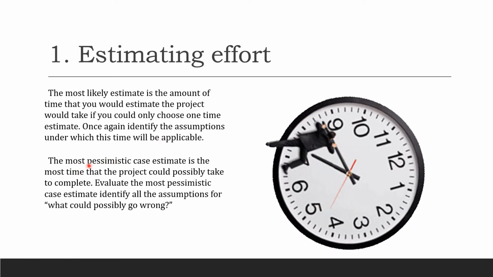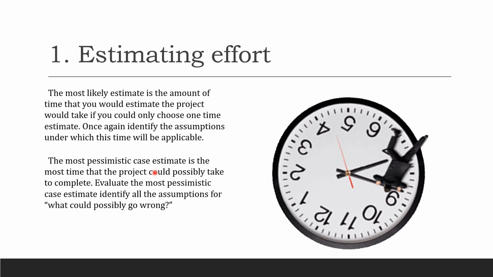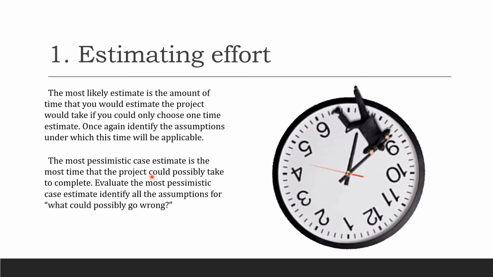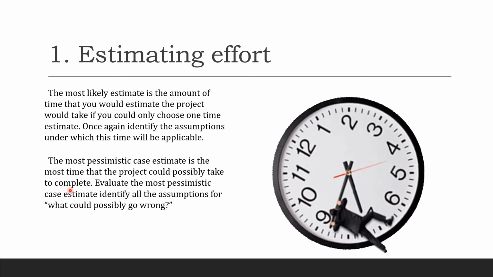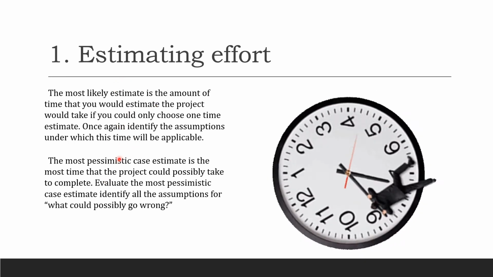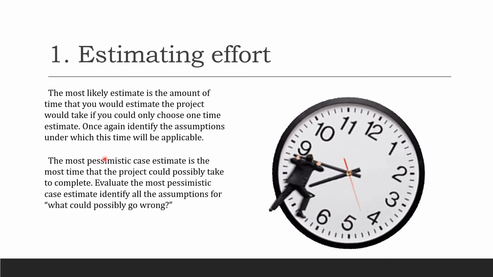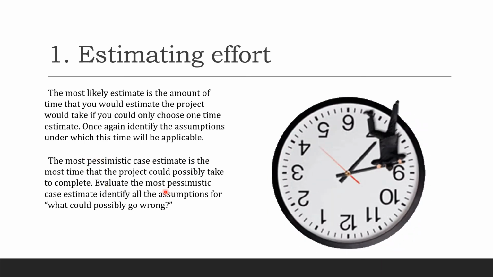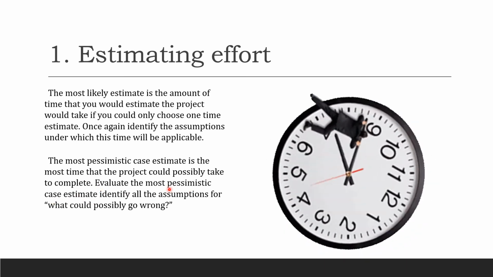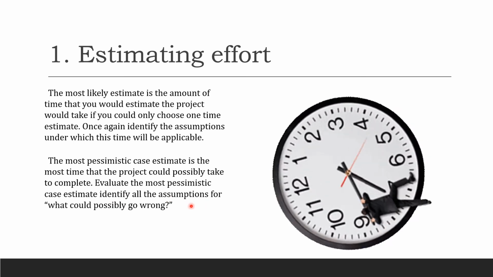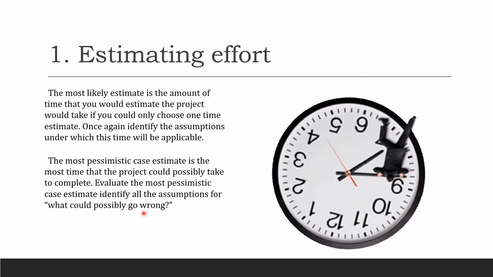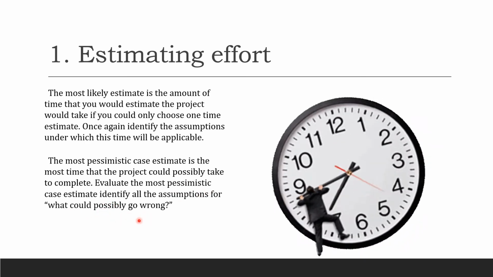And then the most pessimistic, that's a negative case, all right? You're going to be guessing the most time that the project could possibly take to complete. So for positive, choose the shortest one; for negative, choose the longest one. That's basically what it's trying to tell you. Then evaluate the most pessimistic, your negative case. Identify all the assumptions for what could possibly go wrong. We're dealing with pessimistic, so therefore we've got to think about what could possibly go wrong.